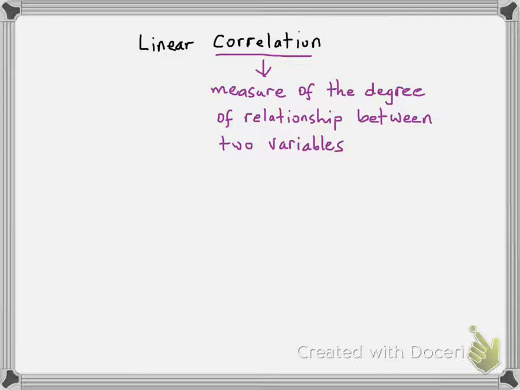Now, linear correlation means that you are measuring the degree of relationship between two variables. In chapter 3 or earlier on, you may have learned about bivariate data. So here we're talking about bivariate data. That's data that has two variables. What is the relationship between those variables? Is there a linear relationship there? That's what linear correlation measures.